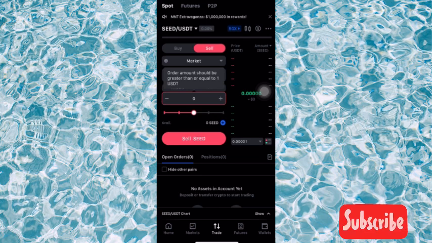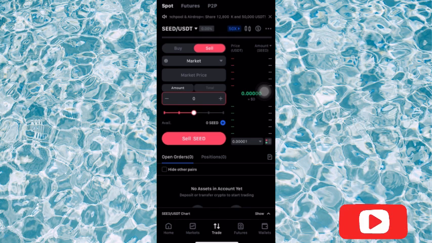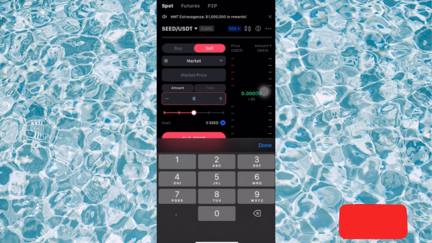And when you are done choosing the amount or the percentage you wish to sell, what you have to do next is go over to sell seed, you're going to see it over there, sell seed here. When you tap on sell seed, your seed will be sold. That is how you can sell your seed token or your seed coins on MEXC. This is how it's done.